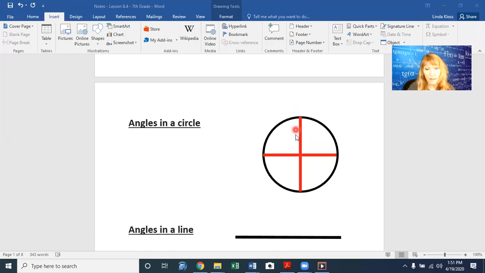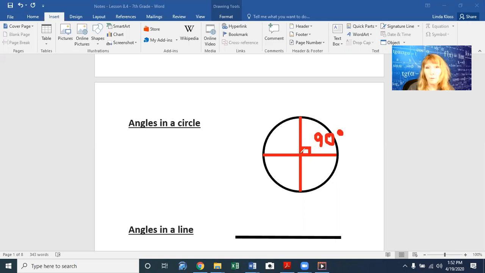Well, doesn't it look like it's a perpendicular line? And it is. So I'm going to put a little symbol there. It's a 90-degree angle. So we know that this angle is 90 degrees. What is this angle here?